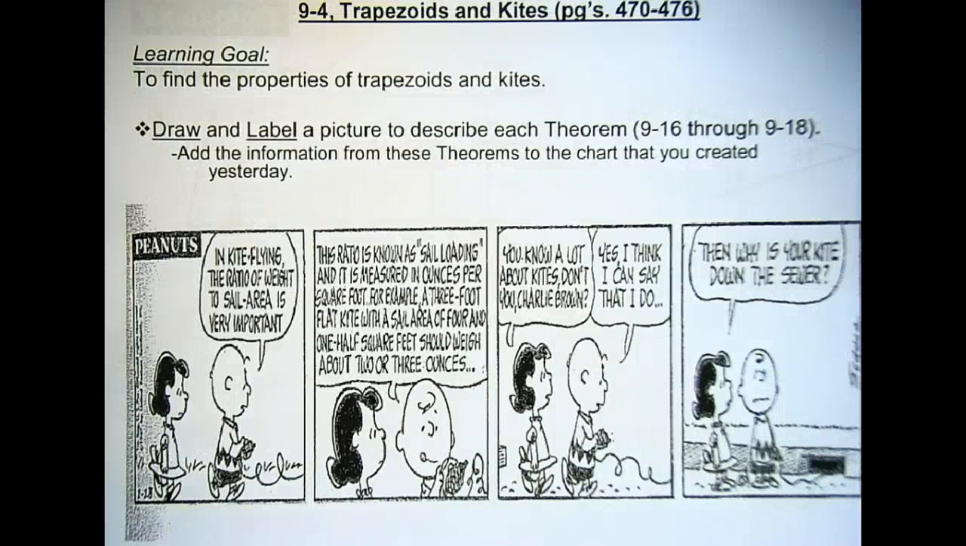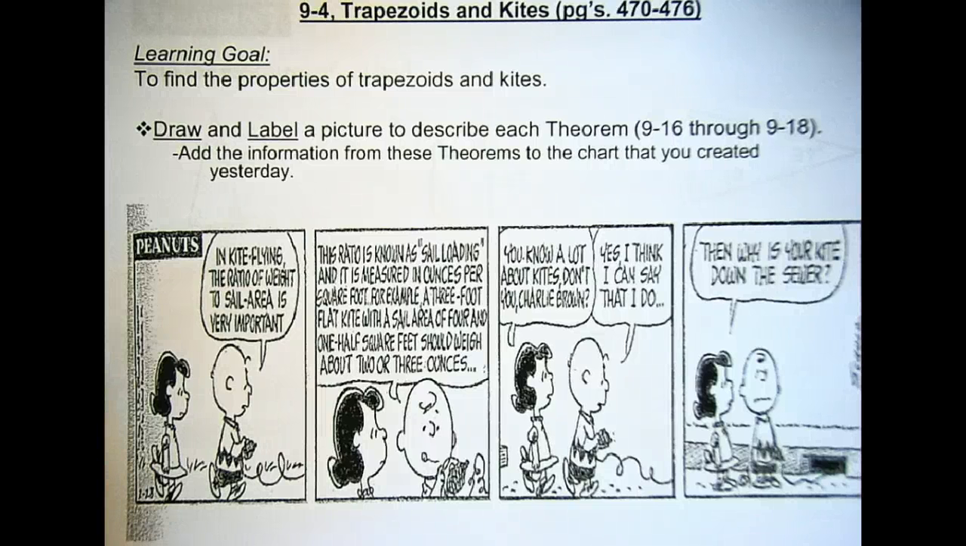Okay, let's go ahead and start talking about some of these. I realize that not everyone may be completely finished, but in terms of Theorem 9.16, can I get a volunteer to read that one? I got you. Go ahead, Nick. Base angles of an isosceles trapezoid are congruent. Good. Base angles of an isosceles trapezoid are congruent.